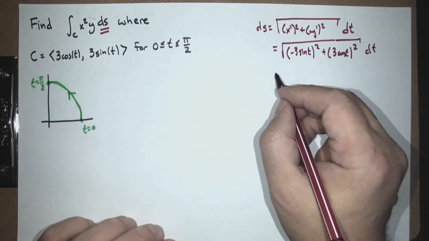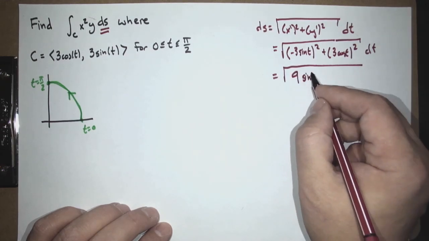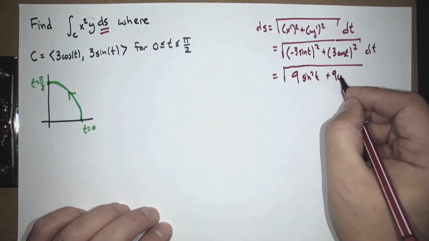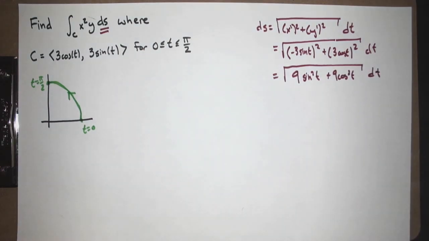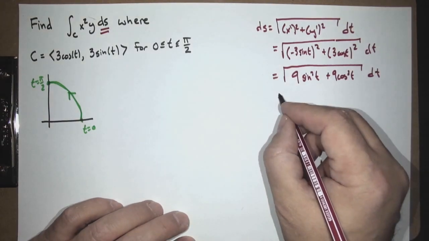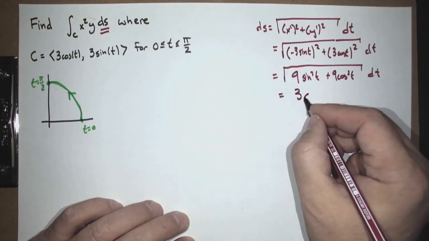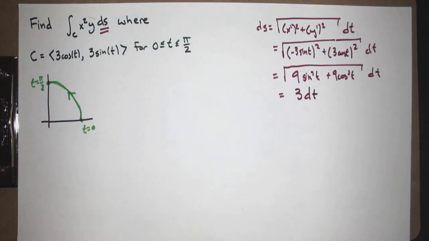All right. Now, if they've been nice to us, hopefully they'll give us something we can work with. Okay, so we have the square root of 9 sine squared plus 9 cosine squared. Does that simplify at all? What does it become? 3, right? Because you can factor out the 9, and sine squared plus cosine squared is 1. And of course, square root of 9 is 3. So it's like, nice, it's 3.